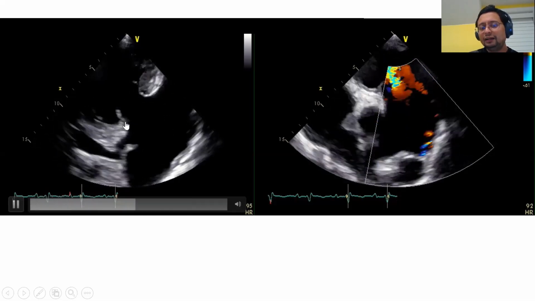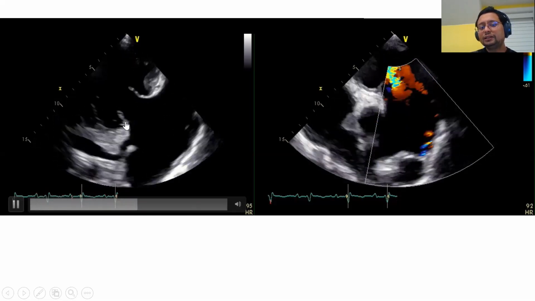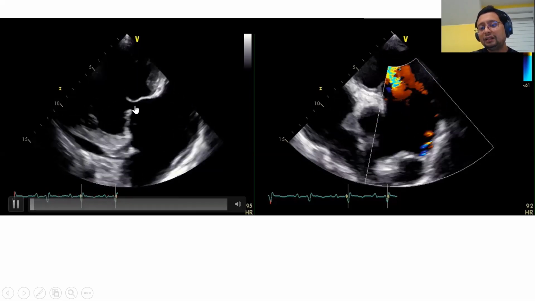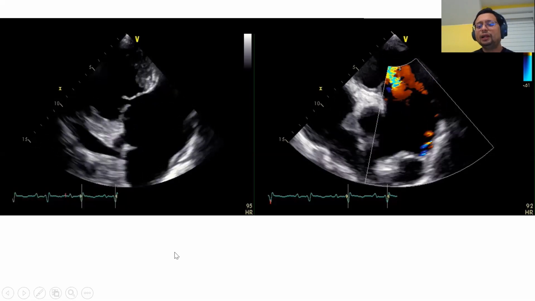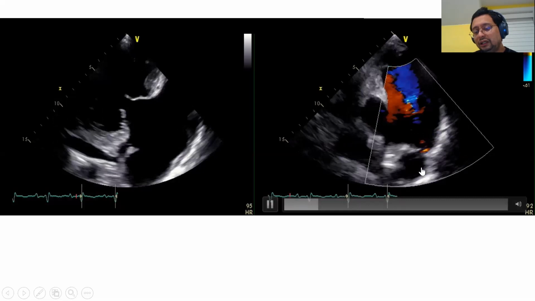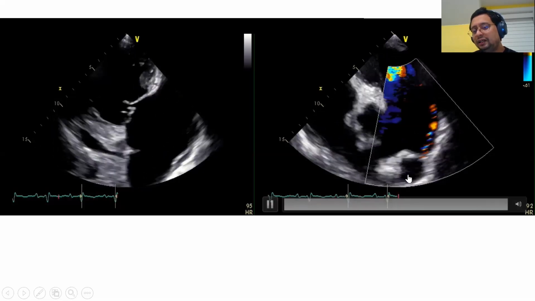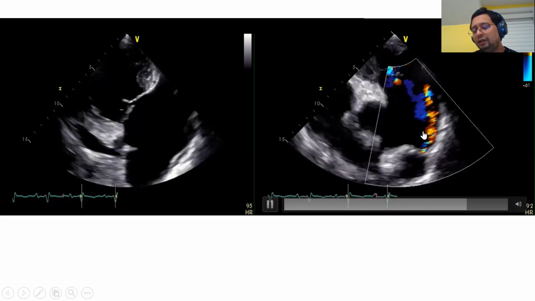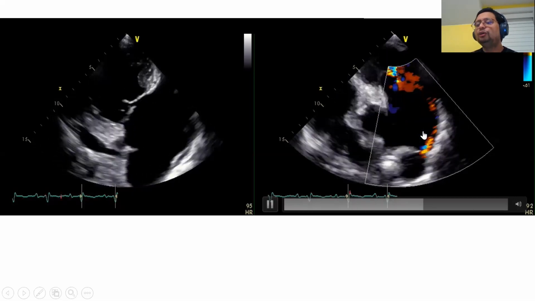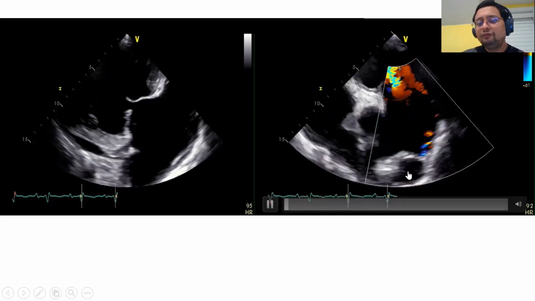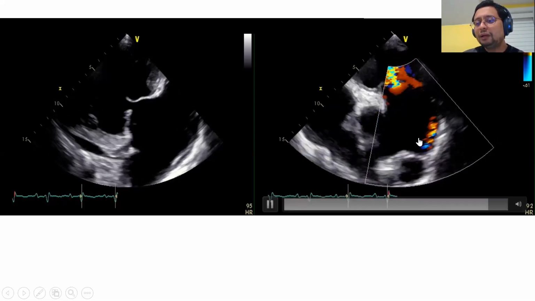So what leaflet is that? Now, there is no left ventricle, so that must be the posterior leaflet. That is the posterior leaflet of the tricuspid valve. That is the anterior leaflet of the tricuspid valve. Why is the RV dilated? Now, what is this? You can see a continuous flow from this structure here into the left main pulmonary artery. Continuous flow from here to the left main pulmonary artery. So what is that? So this is someone with patent ductus arteriosus. Connection from the descending aorta to the left main pulmonary artery.